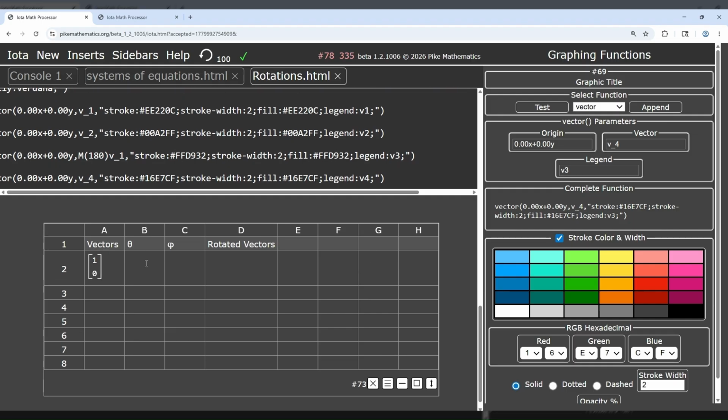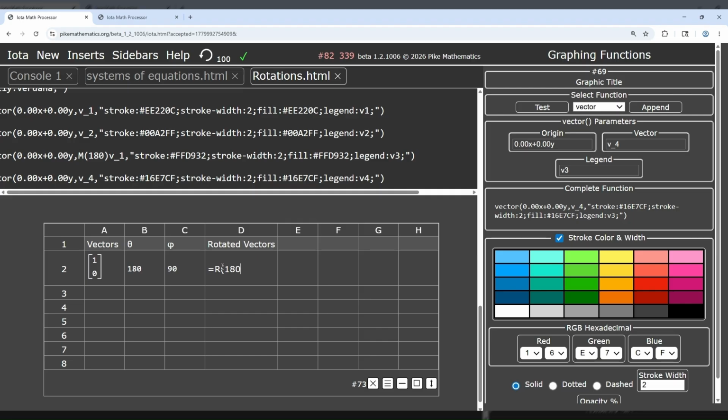I'm going to populate this first one with v underscore 1. There you go. And let's say we want theta to be 180 degrees again. There you go. We're going to make phi 90 degrees. And then the rotated vector is going to be equal to r of 180 and 90.